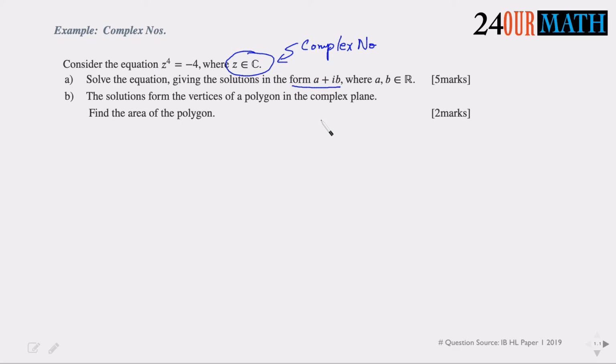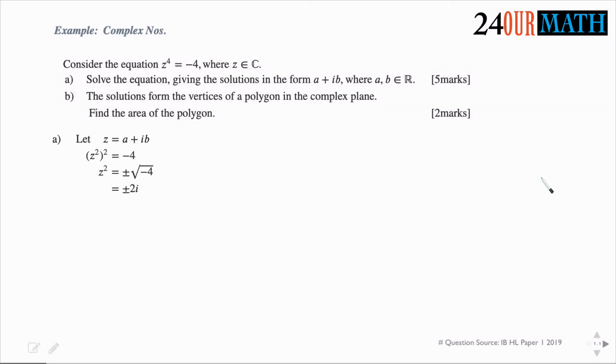If you want to try this question on your own, please pause this video and come back after you've finished. First, let z equal a plus ib, or bi, it doesn't matter. Then we may take the square root of negative 4. Then we have z squared equals plus or minus 2i. Because 2i is an imaginary number, taking the square root of it requires some techniques.